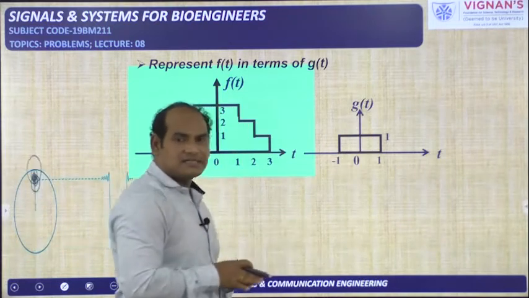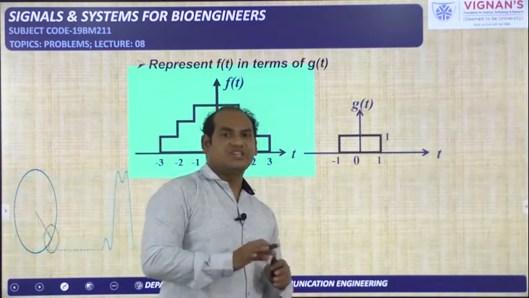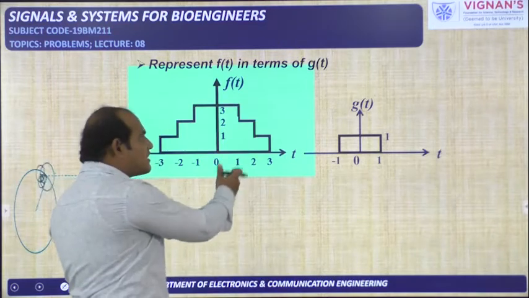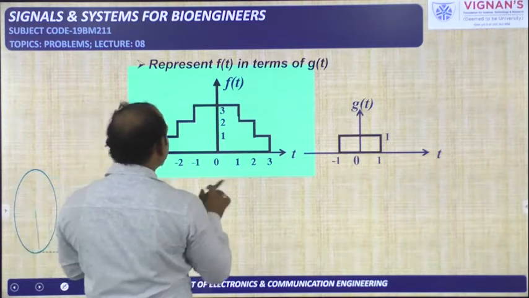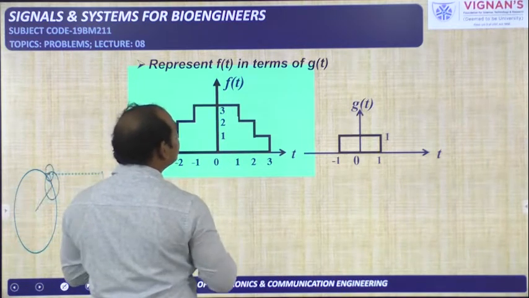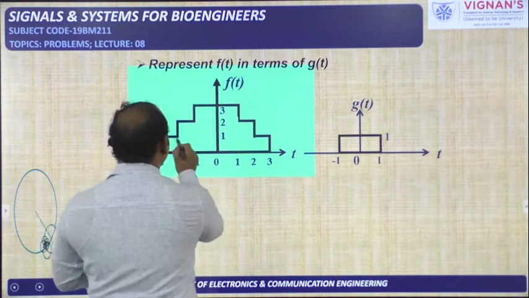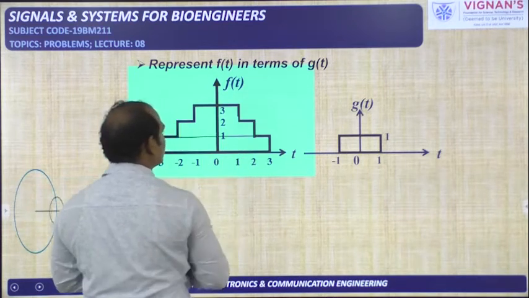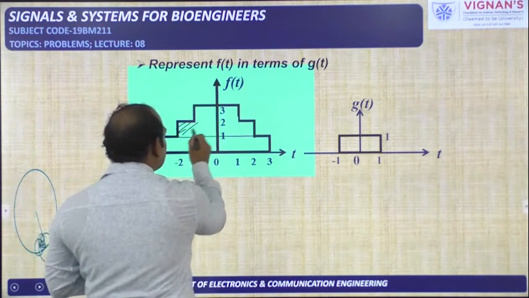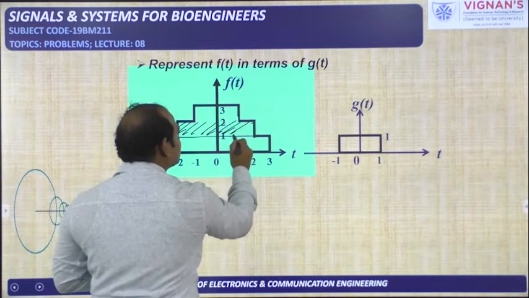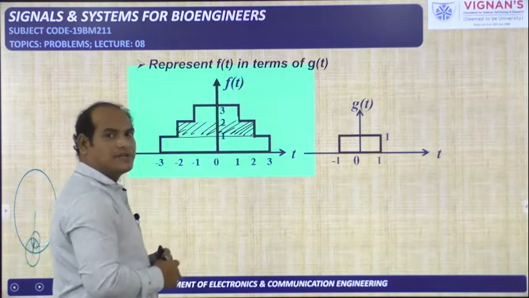So a simple rectangle pulse signal, its duration is 2 seconds, that is from -1 to 1 with amplitude 1, that is g of t. Now we need to write f of t in terms of g of t. You see this one, I can say it is a combination of 3 rectangle pulse signals. First rectangle pulse is from -3 to +3 with amplitude 1. Second rectangle pulse signal is from -2 to +2 with amplitude 1 only, but that is added with the previous one, that's why that will come above that one with amplitude 2.